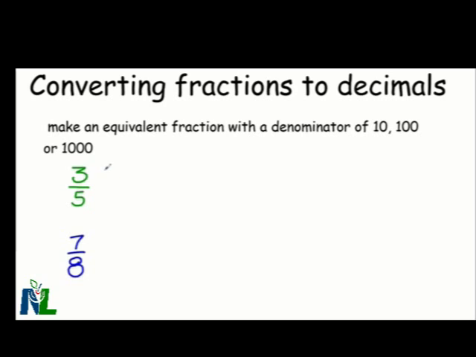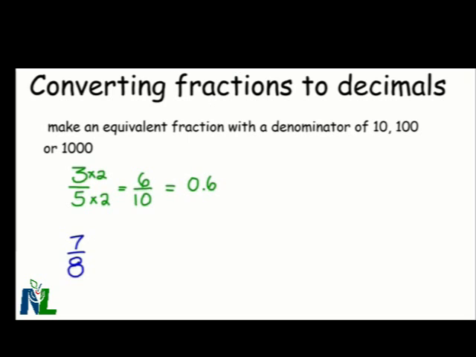So my first one's where I'm going to write an equivalent fraction. So 3/5. I need to write an equivalent fraction with a denominator of 10, 100, or 1,000. 5 can be multiplied up to get 10, so that's the closest number to go to. 5 times 2 gives me a denominator of 10, which means 3 times 2 is going to be 6. So 6/10 is very easily written as 0.6. There's my answer.